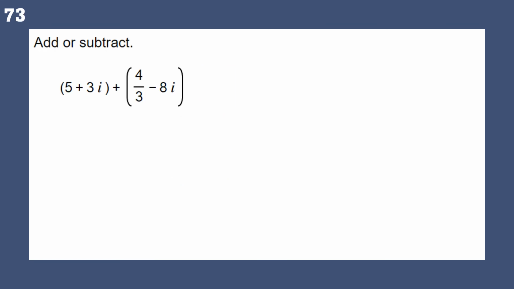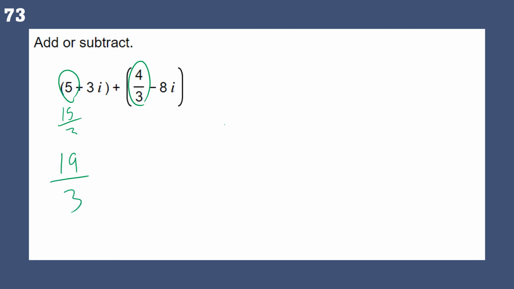Add or subtract. These are complex numbers, so there's a real part and imaginary part. The real part we're going to add. So 5 and 4/3. And so I'm going to make this 5 become 15/3, so I can add them. Now they have common denominators. 15 plus 4 is 19. So 19/3 is my real part.